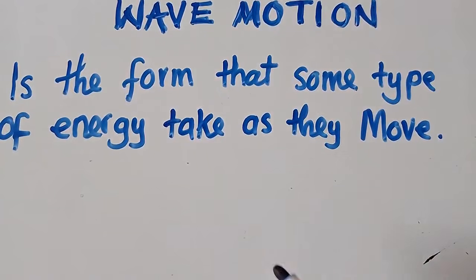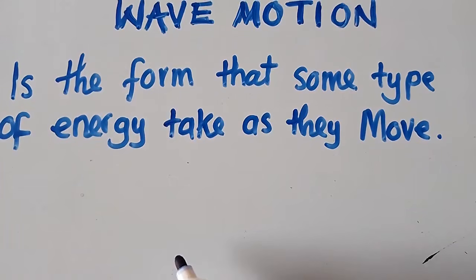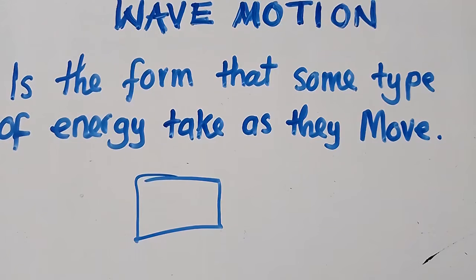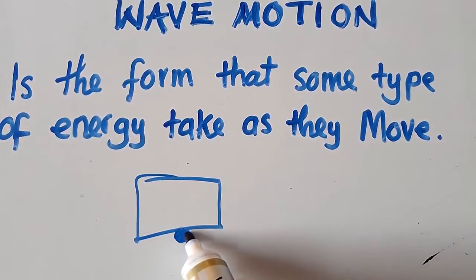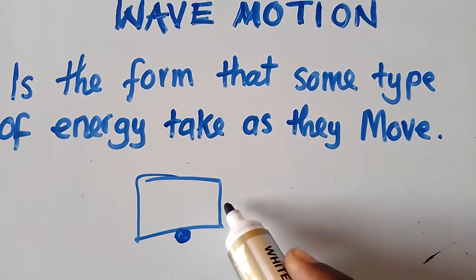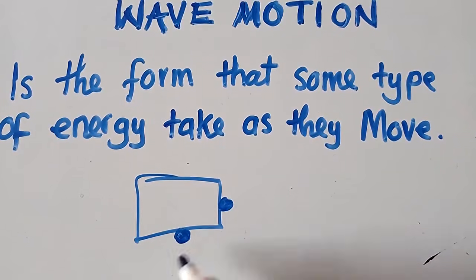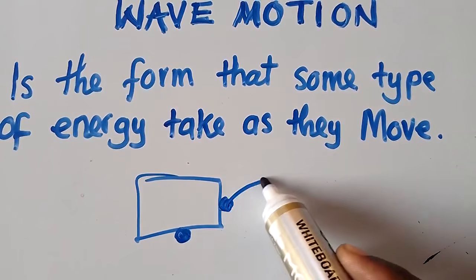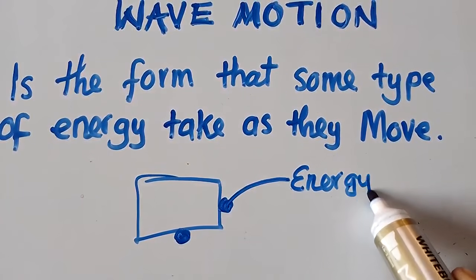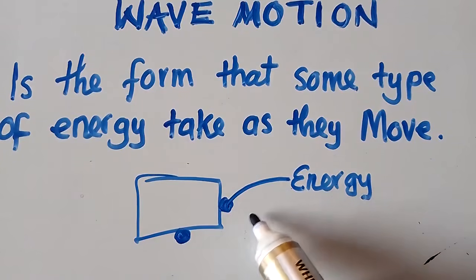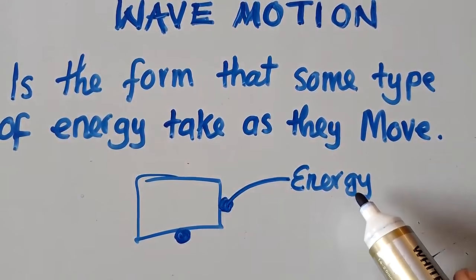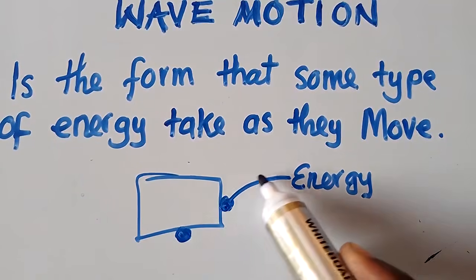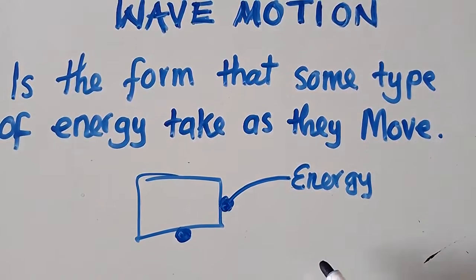Some books define a wave as the disturbance that occurs on the surface of an object. Let's say this is an object. This is a disturbance that occurs on the surface of an object. It can be on this point, or any other point, and it is able to transfer energy from this point to the other point. So this is what you need to get. Energy is being transferred from the point where the disturbance is occurring to the other point. Now we've got examples of these waves.